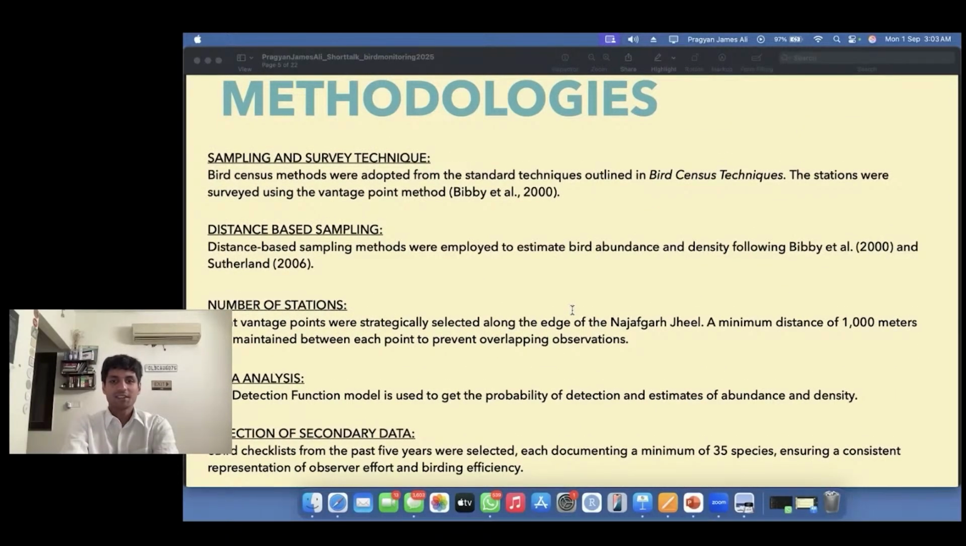Standard bird census techniques were adopted and the stations were surveyed using the vantage point method. Distance-based sampling methods were adopted to estimate bird densities and abundance. The detection function model was used for detection probability and density and abundance estimates.